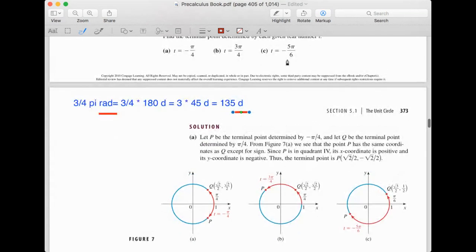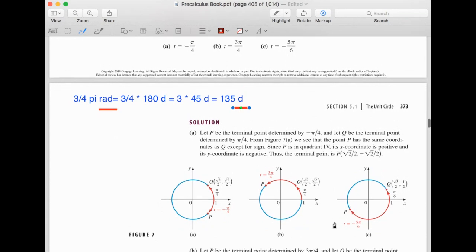Then last one, negative 5 pi over 6. So measure this way, clockwise. We can do the same, right? We can multiply by 180, and we'll get it into degree form.